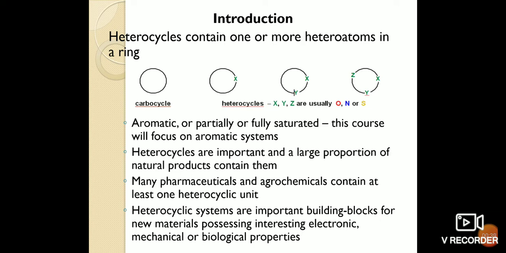Heterocycles are important and a large proportion of natural products contain them. Many pharmaceuticals and agrochemicals contain at least one heterocyclic unit. Heterocyclic systems are important building blocks for new materials possessing interesting electronic, mechanical or biological properties.